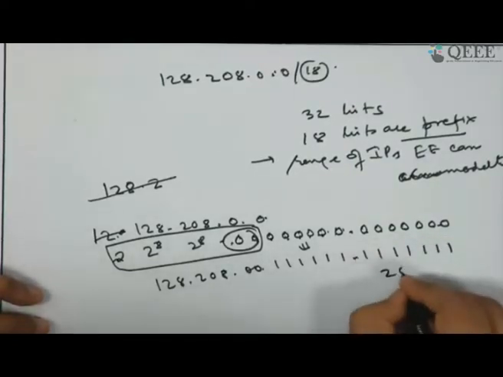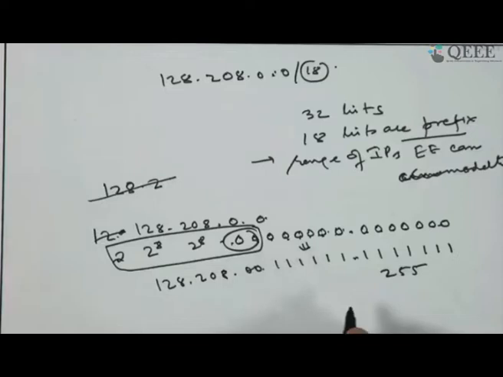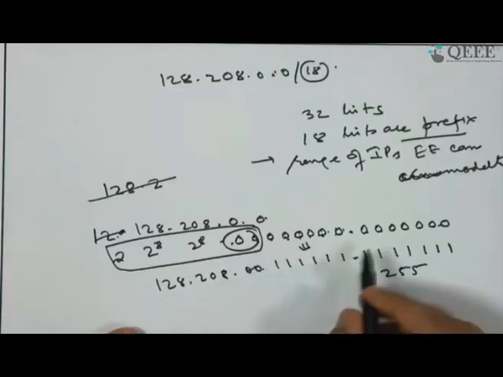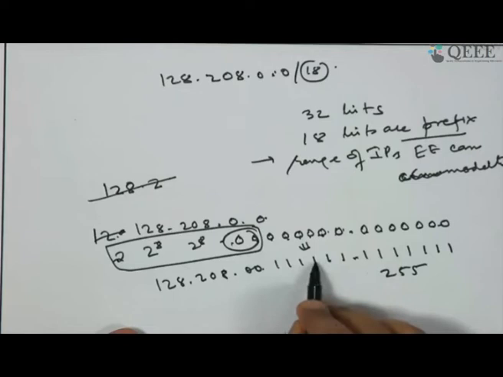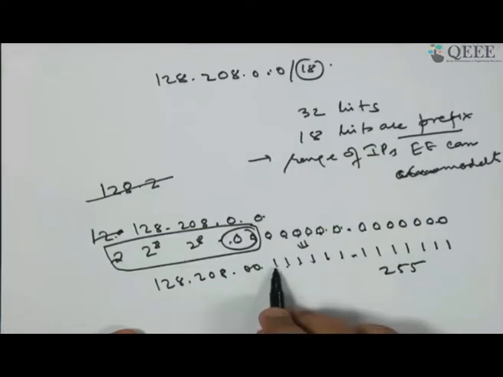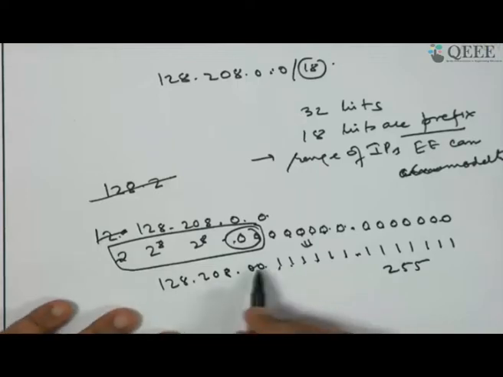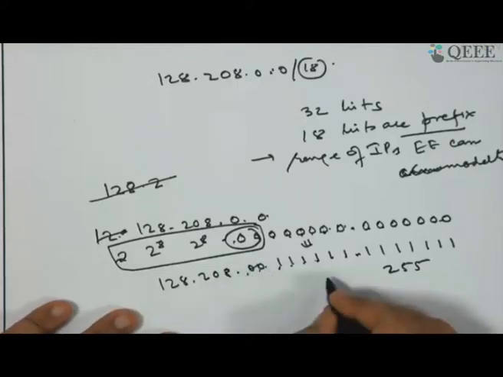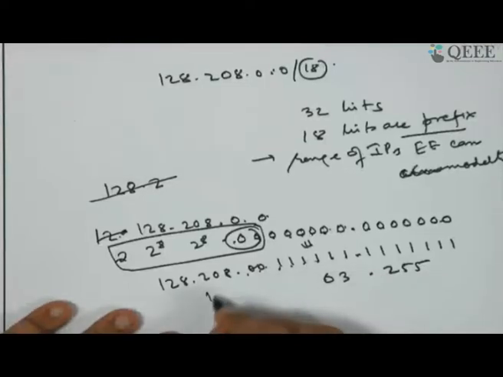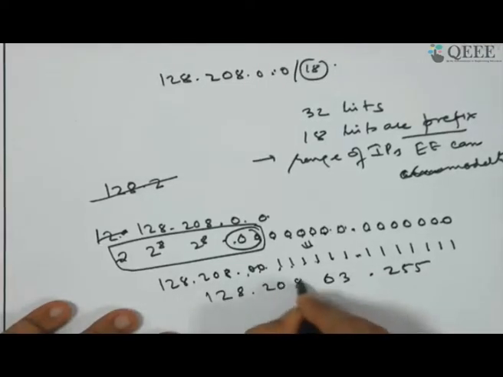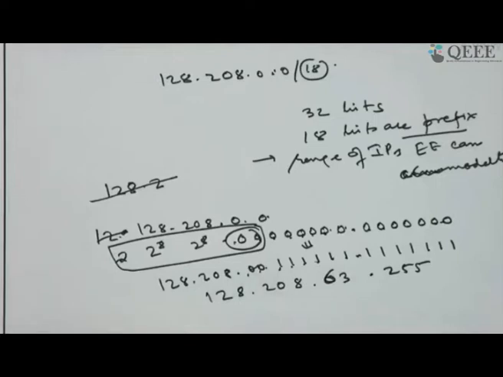So this is 255, and how much is this? 1, 3, 7, 15, 32, 64. So 63, 63, 127. So it is 128.208.63.255.